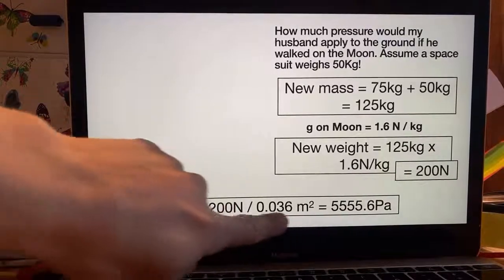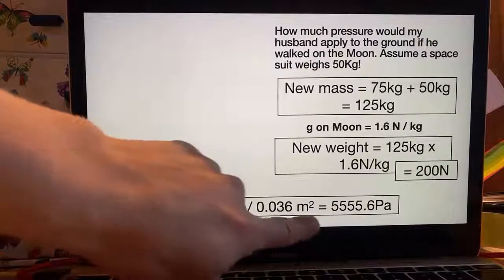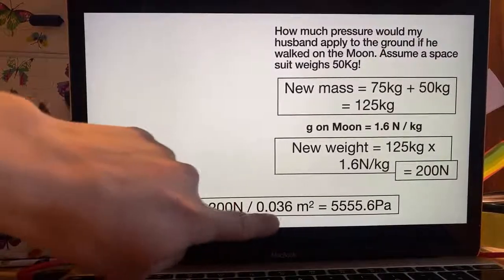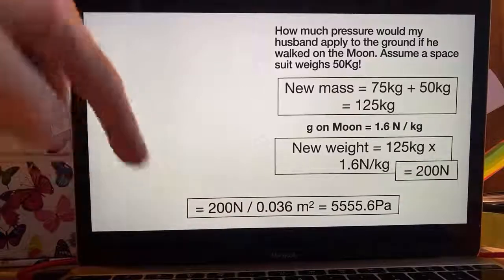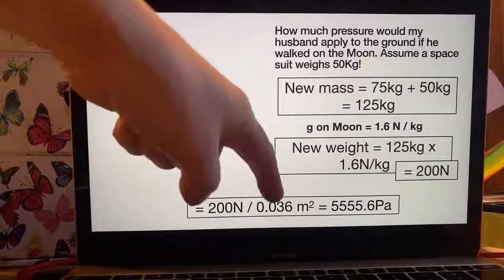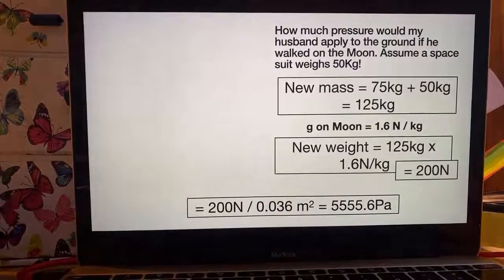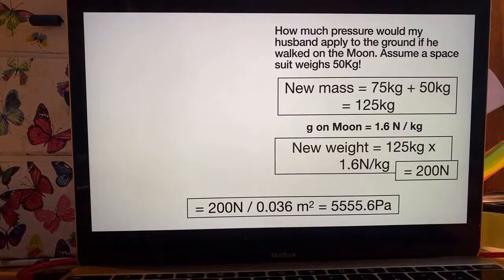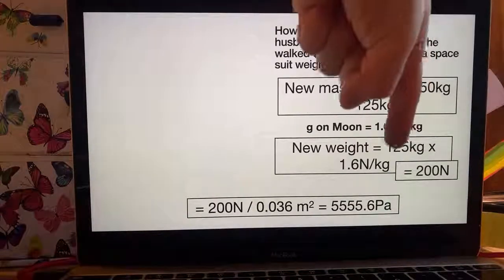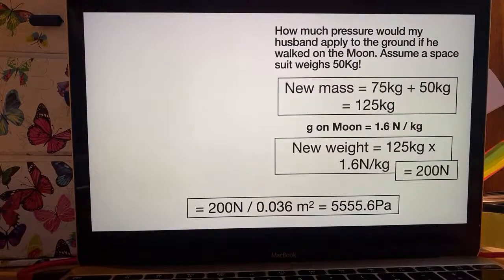So he obviously still has the same area of foot because of my weird situation where he's wearing a spacesuit but also still in trainers. So if you divide his new weight by the same area, you get 5,555.6 pascals. So he actually is putting far, far less pressure on the surface of the moon, even though his mass is a bit higher. Whew. Hope that helped.